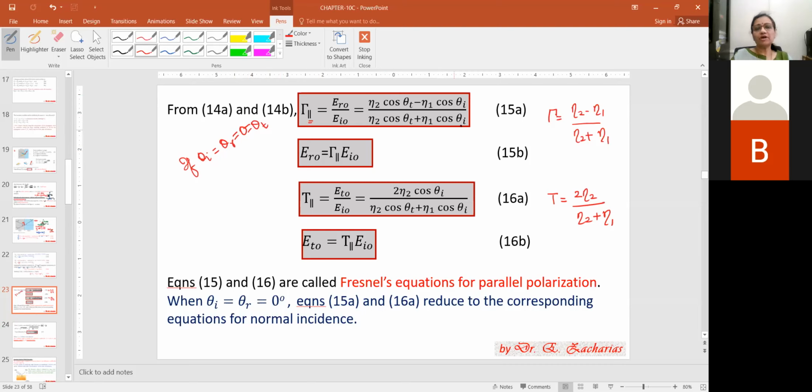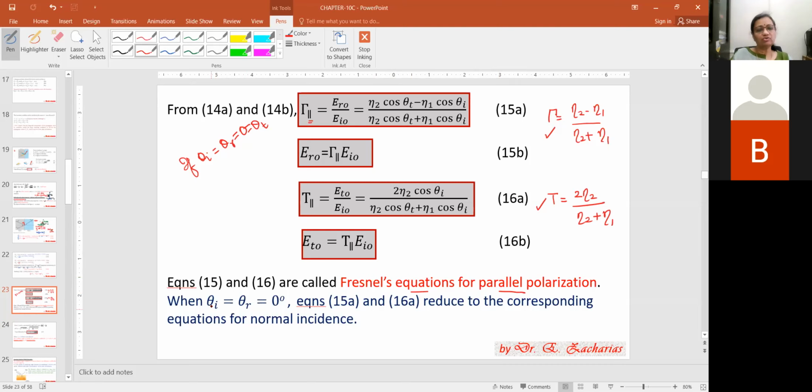Each of these cosines will become 1. When all these cosine terms become 1, you will be left with the expression that you got for normal incidence. You will follow these classes only if you study every day, otherwise it is Greek and Latin. So you got the expression for tau parallel and for T parallel. Both these equations are called Fresnel's equations for parallel polarization. That means for perpendicular polarization, other equations are going to come.